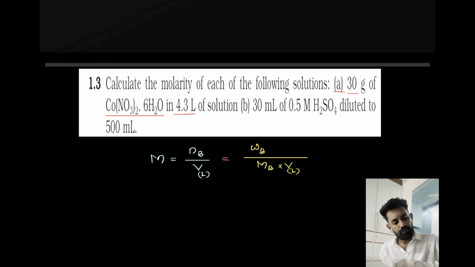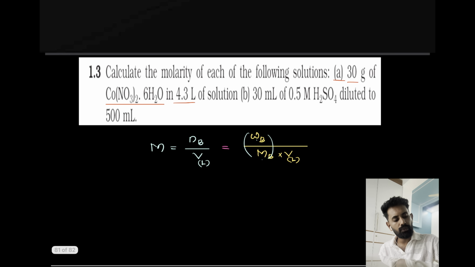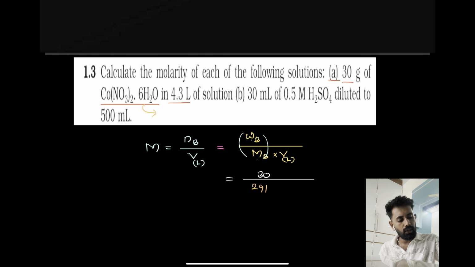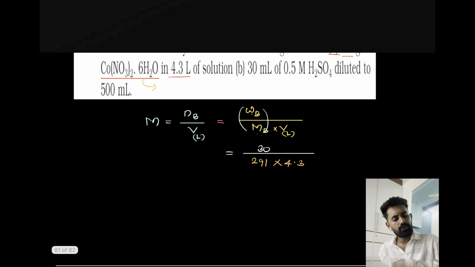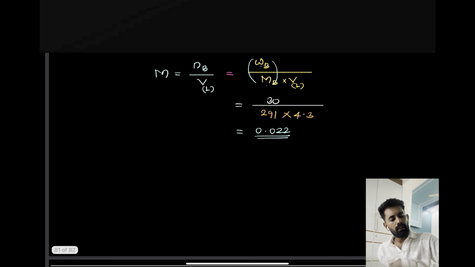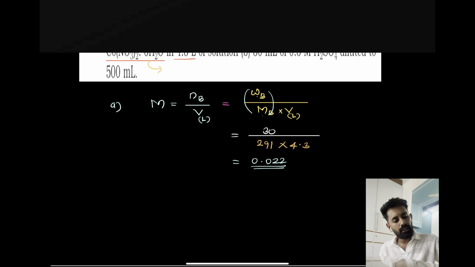Okay. This particular term WB by MB will give you the MB, number of moles of solute. So after substituting 30, the mass of solute, divided by molecular mass of this particular solute, which is 291, into 4.3, which is the volume of the solution. So after all the calculation, you will get the molarity as 0.022. Okay, 0.022 approximately. So this is the answer of the first question, and there is one more subpart. That is the question number B.